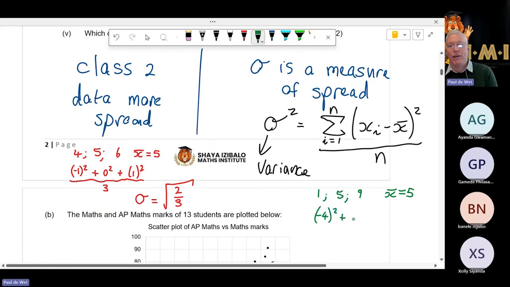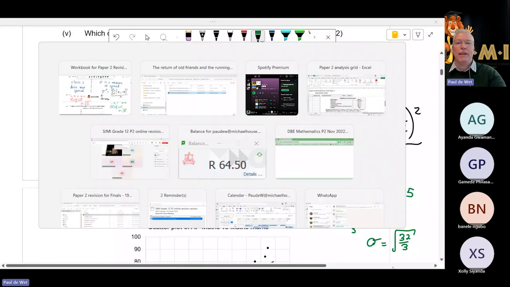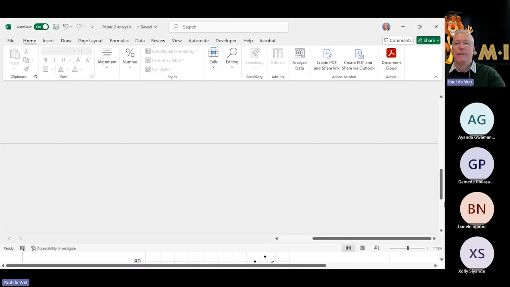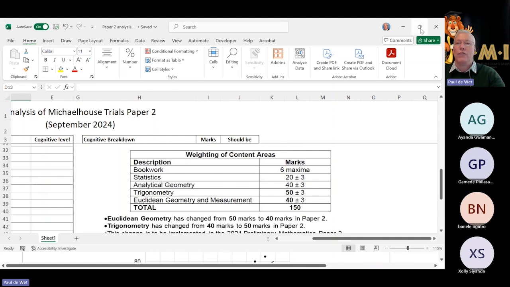5 minus 5, still 0. 9 minus 5, 4. And I've got to divide by 3. So here my sigma will be 16 and 16, 32, square root 32 over 3. Okay, I'm going to show you how we can do these calculations on the calculator, because it's important that you know how to do that.